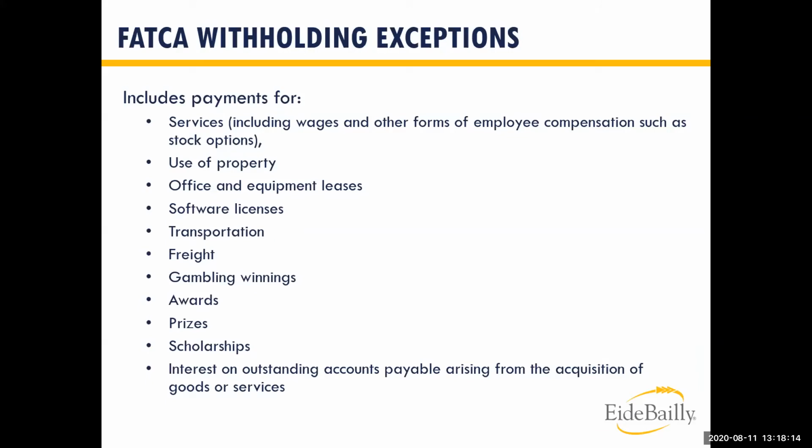There are also many exceptions to the FATCA withholding. One of them is services. So we talked a bit about services and the 30% withholding. Also use of property, office and equipment leases. So they really are looking for those highly movable income pieces, where some of these expenses are more trade or business expenses and not things like interest, dividends, and gross proceeds, for instance. You'll note that things like prizes and scholarships are not included in FATCA withholding.